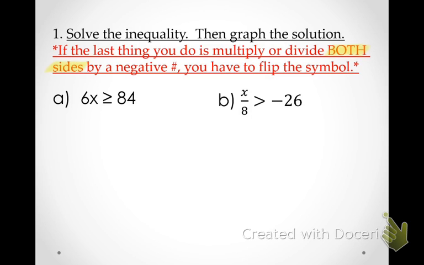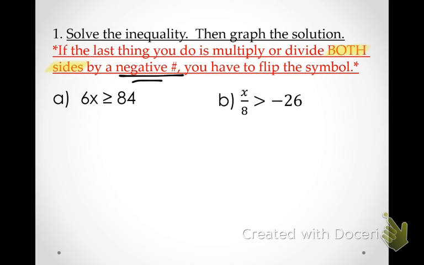So a couple things I want you to focus on right here. You have to be doing this to both of the sides, and we're talking about only if you're multiplying or dividing by a negative number, okay? So we're going to do a few examples, and we'll remember this thing that we wrote in the red throughout our lesson today.